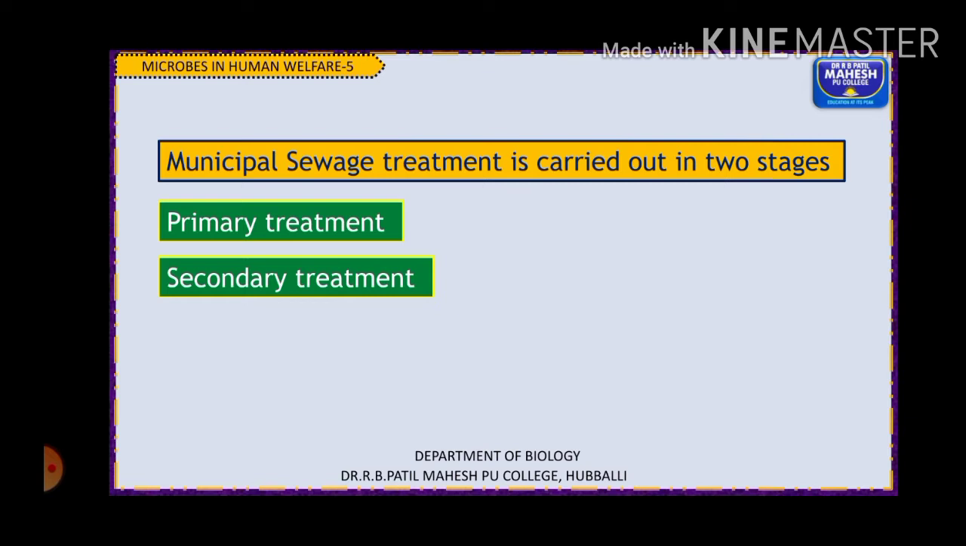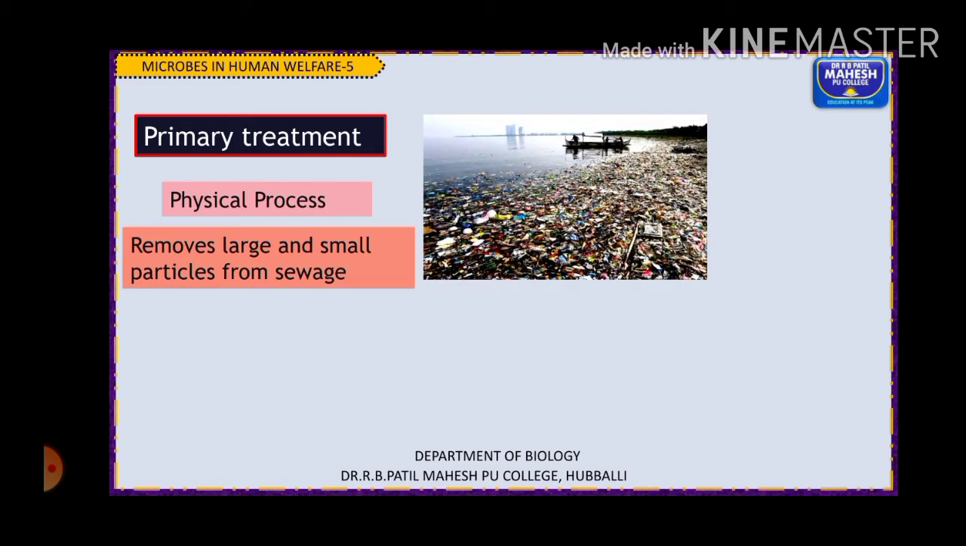This is very important, children. Remember the explanation of sewage treatment in two steps, primary treatment and secondary treatment. We'll study them one by one. Coming to primary treatment first, it basically involves the physical removal of particles. It is a physical process. Here, large and small particles are physically removed from the sewage, and this is also done in two steps: simple filtration and sedimentation.